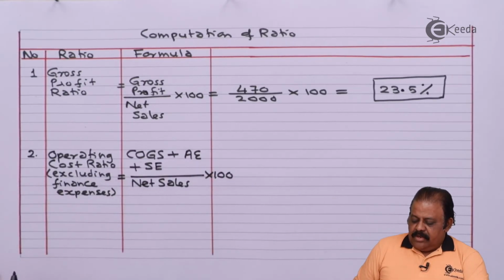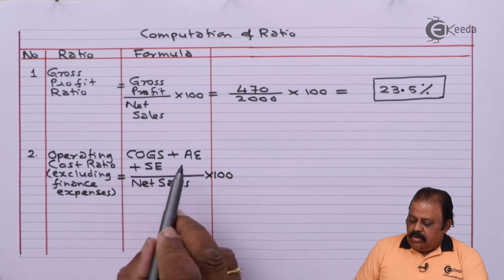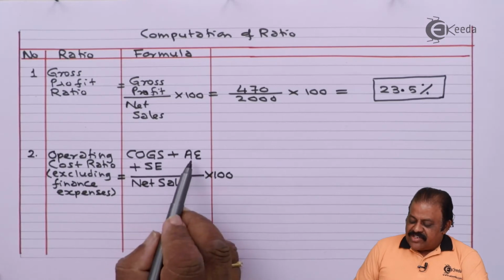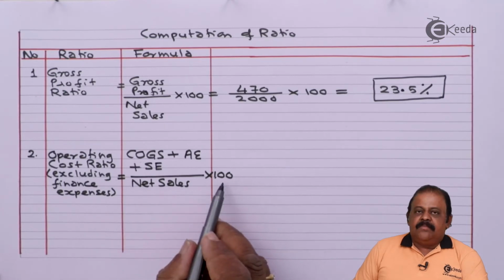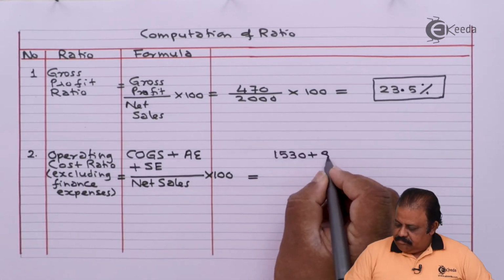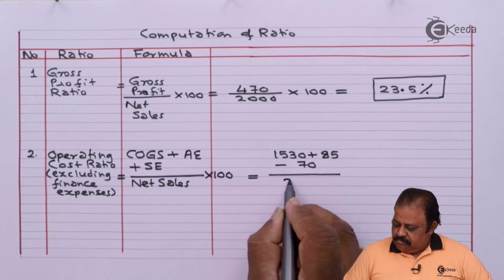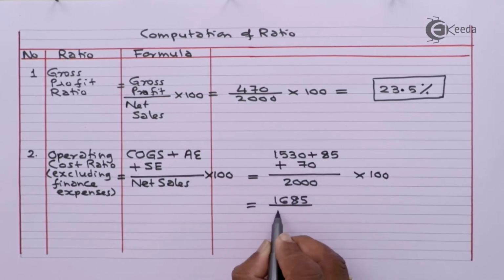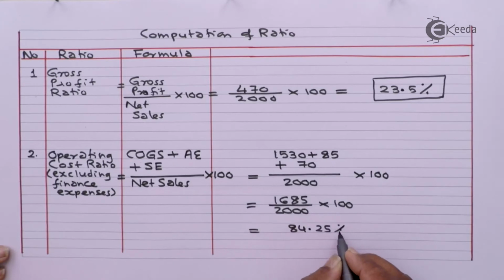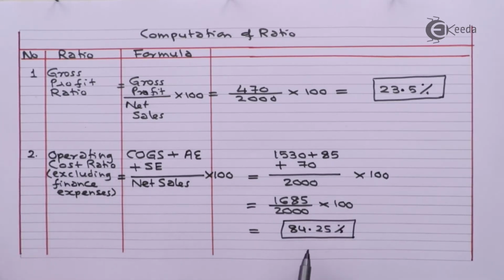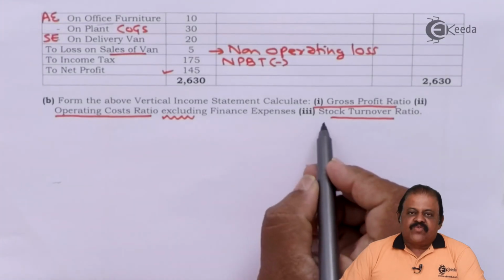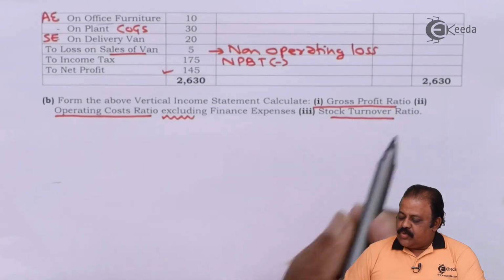Operating cost ratio excluding finance expenses. Formula is cost of goods sold plus administration expenses plus selling expenses divided by net sales multiplied by 100. Operating cost ratio excluding finance expenses is 84.25%.